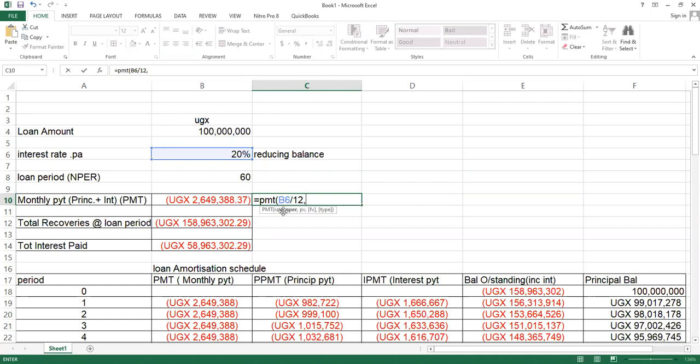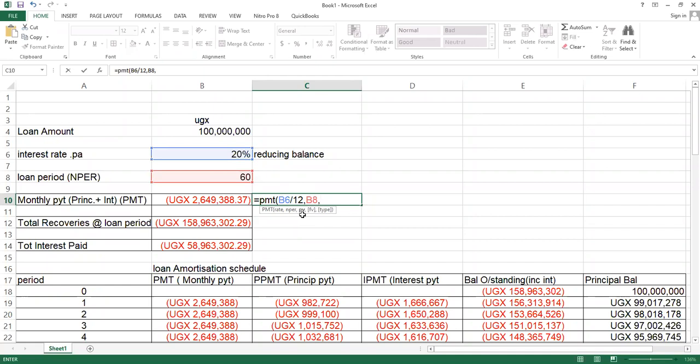And in most cases, you find that people don't differentiate between a comma and a full stop. For example, they put a full stop instead of a comma. Then NPER is the number of periods. So I come here, I click in the number of periods, 60, then I put a comma.